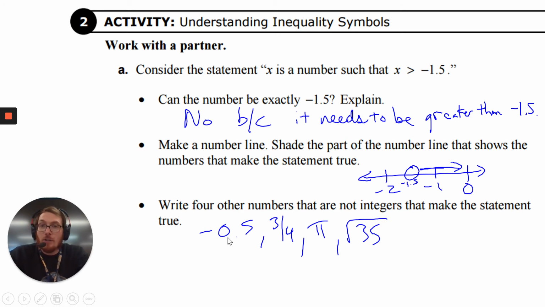I try to put some rational numbers like negative 1/2, 0.5, and 3/4, and then I put some irrational numbers that are still greater than. So for example, pi is greater than negative 1.5, and the square root of 35. But those are irrational numbers, but could still be considered numbers that would work for these situations.